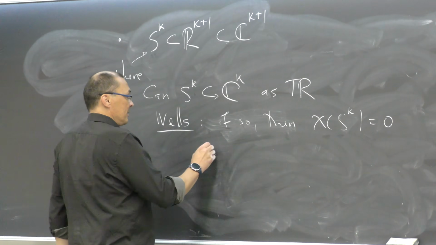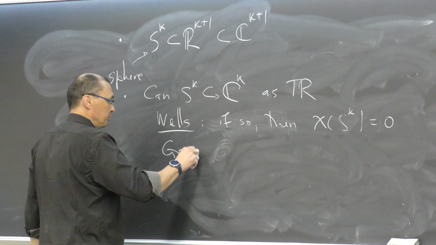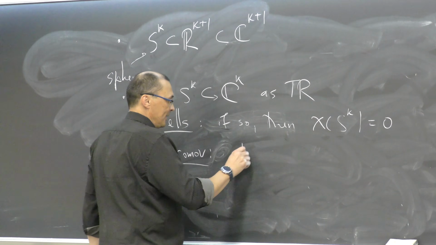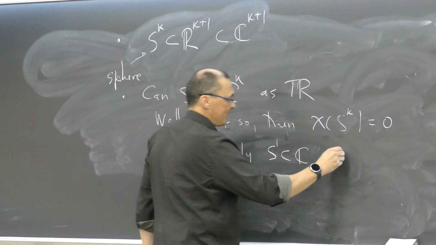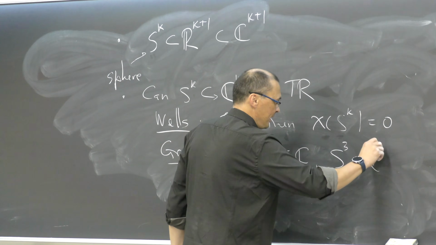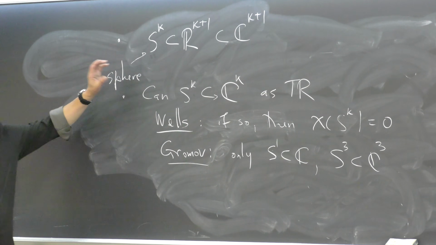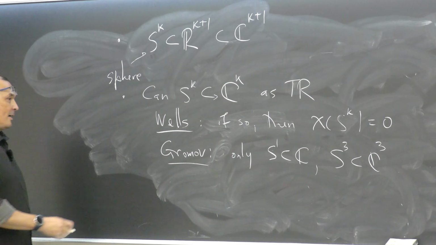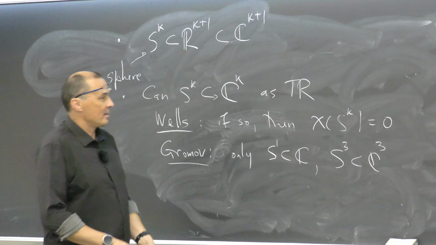And it's a result by Gromov that for odd dimension only S1 embeds as a totally real in C trivially, and then S3 embeds into C3. And all other spheres do not admit totally real embeddings into the corresponding Ck. So it's somehow crucial. It's more than the tangent bundle being trivial.